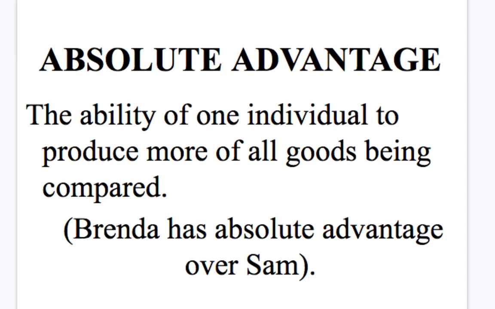So this ability is called the absolute advantage, or the ability of one individual to produce more of all goods being compared. Brenda has an absolute advantage over Sam when we're looking at this model.